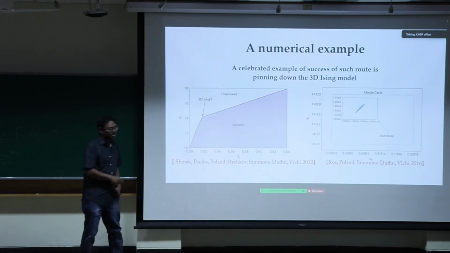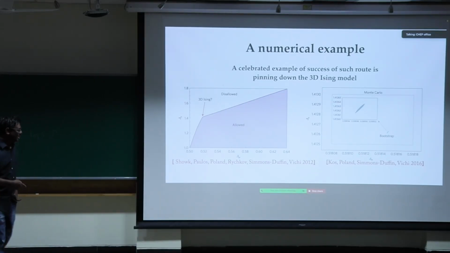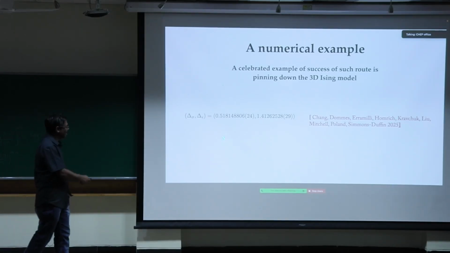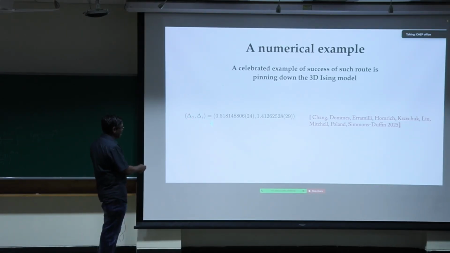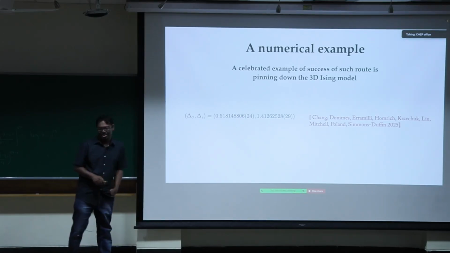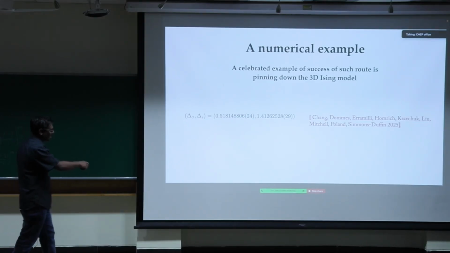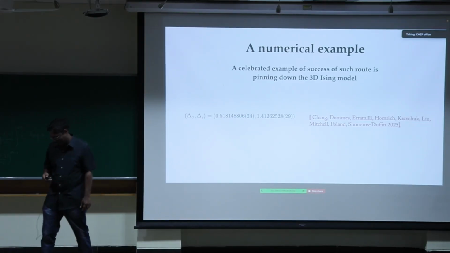This is a result from 2016. And if we go forward to 2025, in March, this group put out a paper, and now they have determined delta sigma and delta epsilon up to 9 decimal places by playing the same game of putting in more consistency conditions. This is the world record, the best known determination of delta sigma and delta epsilon.